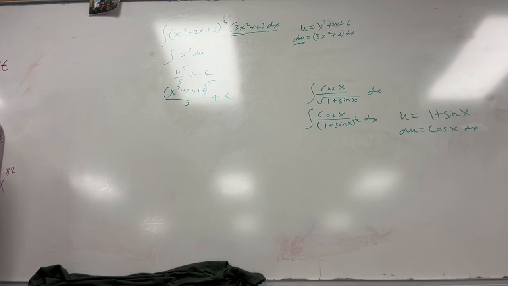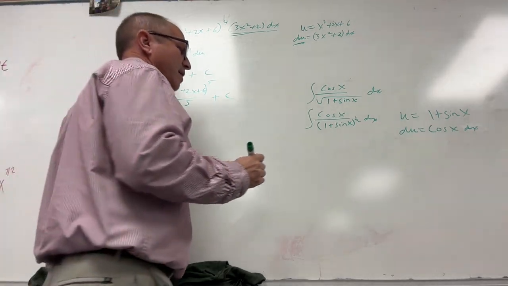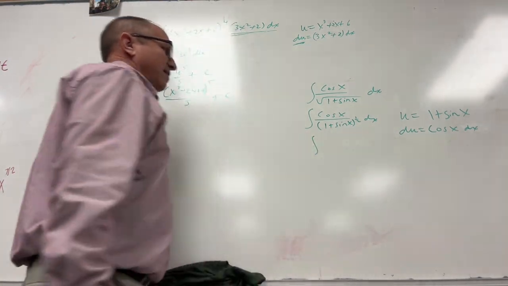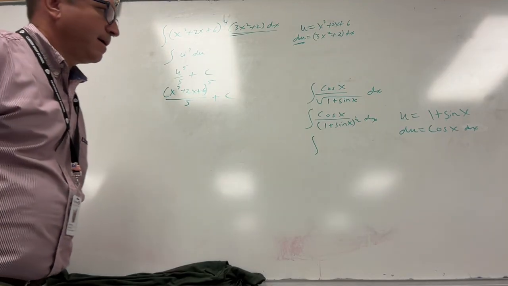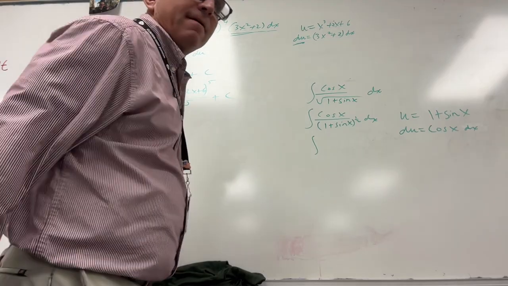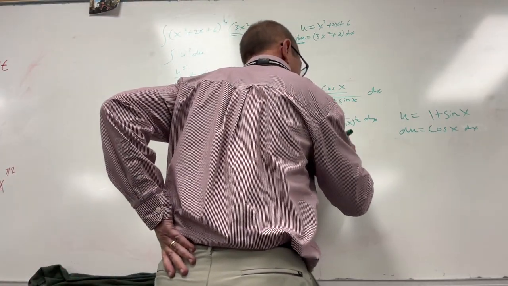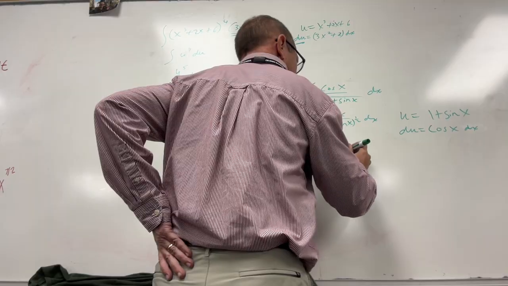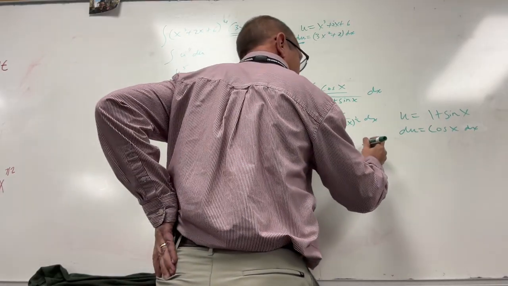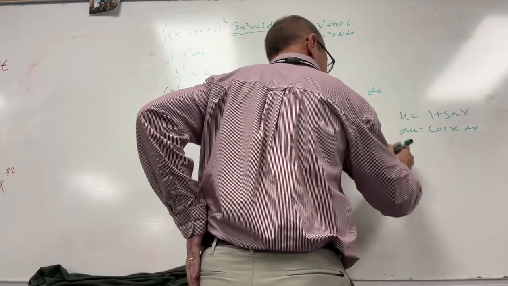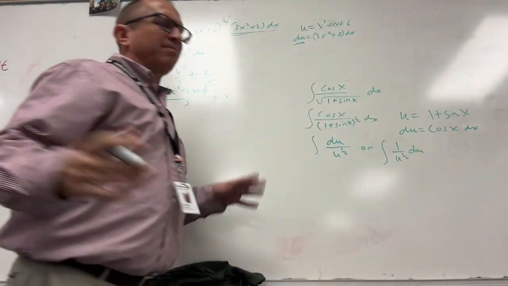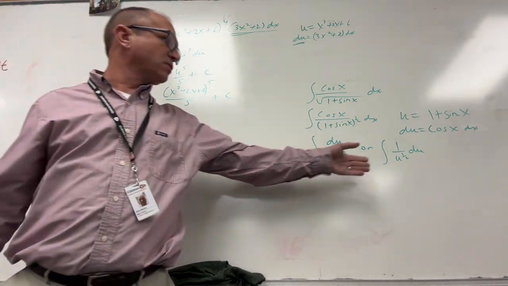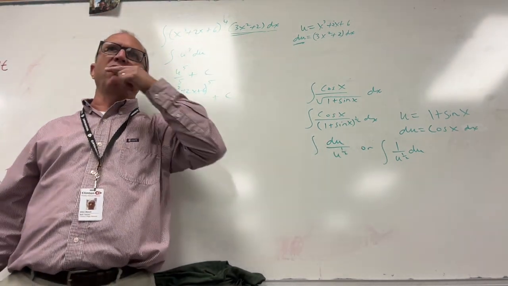All right. Now is there a question about it? All right. So, how do I rewrite this? du over u to the 1/2 power. Or I could write it as 1 over u to the 1/2 power du. Does not matter which one you do. Both of these are saying the same thing. It's just whatever your preference is.